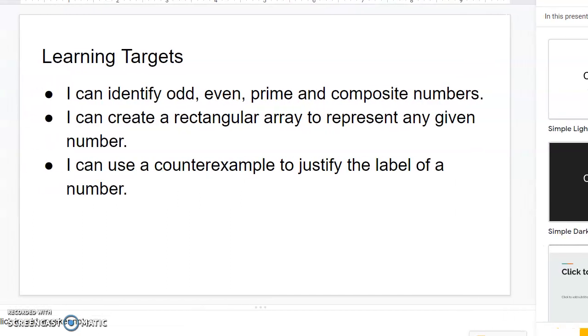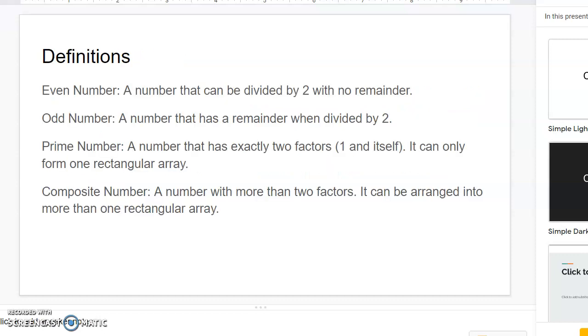All right, today's lesson, the learning targets are: I can identify odd, even, prime, and composite numbers. I can create a rectangular array to represent any given number, and I can use a counterexample to justify the label of a number. Here are some definitions to help you with these terms.